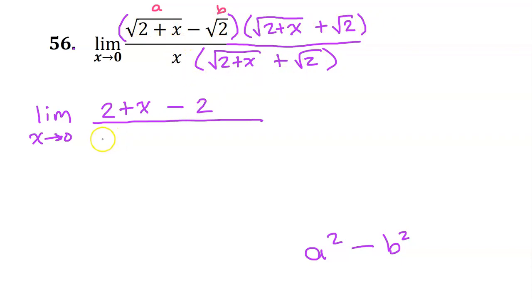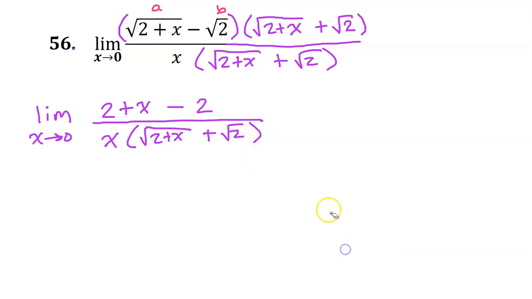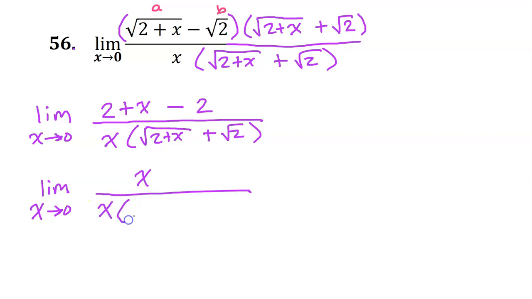I'm going to leave the denominator the same for now. So I'm going to have the square root of 2 plus x plus radical 2. Let's go ahead and combine like terms and see if we end up with something that will allow us to do direct substitution. So I'm going to have the limit as x approaches 0. Well, in the numerator we see the 2 and then the minus 2. Those cancel each other out and we just have x. The denominator we leave the same.